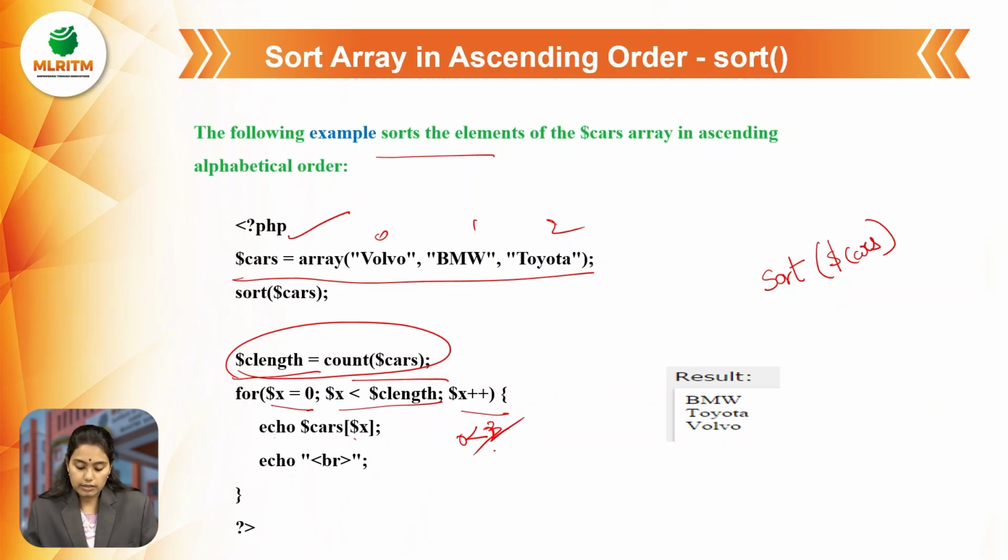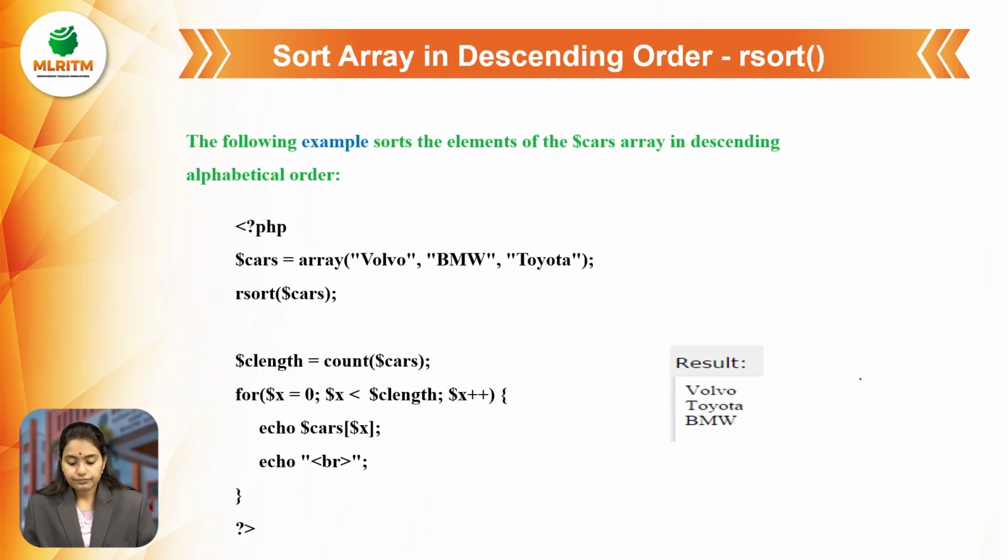Then echo $cars of $x. What is $x? 0. It will check with the length, and after checking the length it will increment. After incrementing it will become 1, and 1 is BMW. Next, echo br. Again it will check with 1, 1 is less than the length, and 1 increments. After that it becomes 2, and Toyota. Next, br. Next, Volvo. Thus, this is an example for sort array in ascending order.